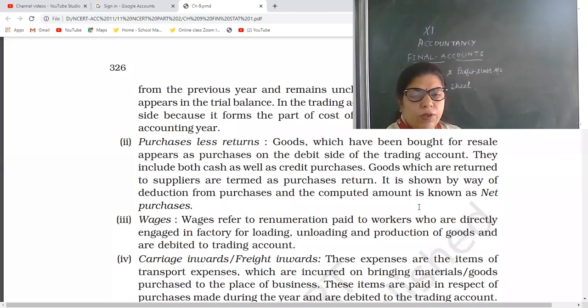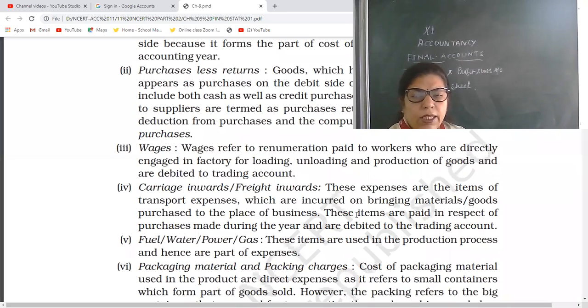Then carriage inward, freight inward. Inward means all the expenditures which are incurred on bringing materials, goods purchased to the place of factory. That's why carriage inward and freight inward are debited to trading account. These are the transportation expenses which are related with the production process.